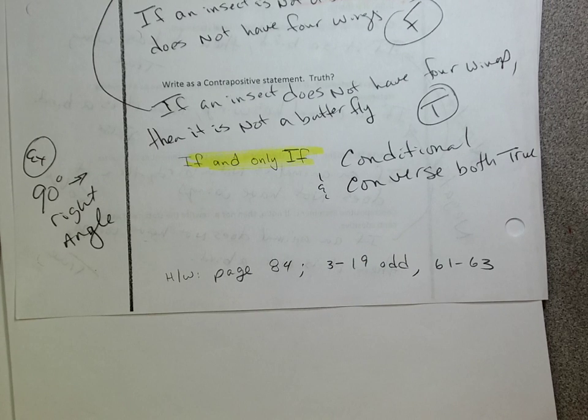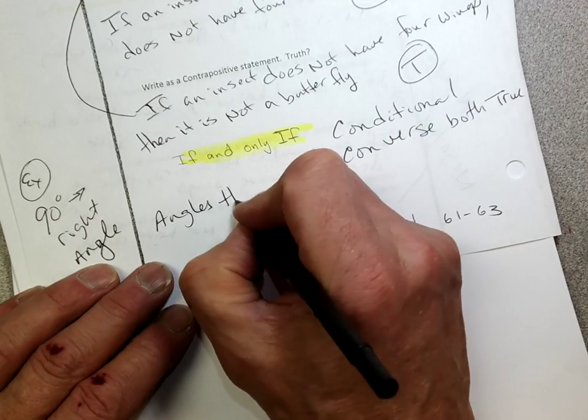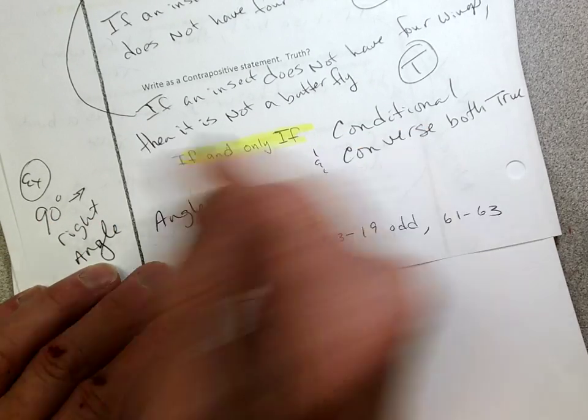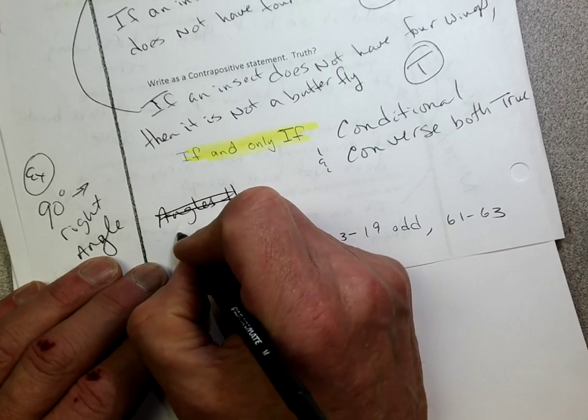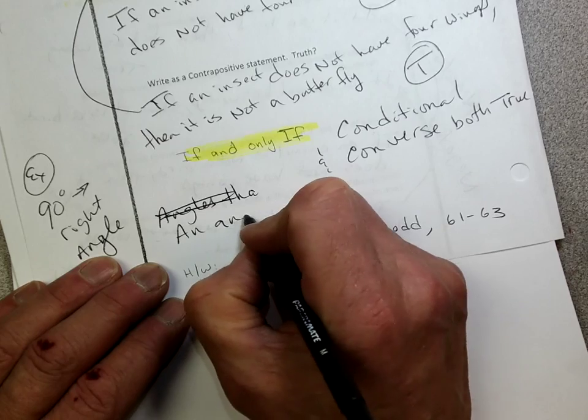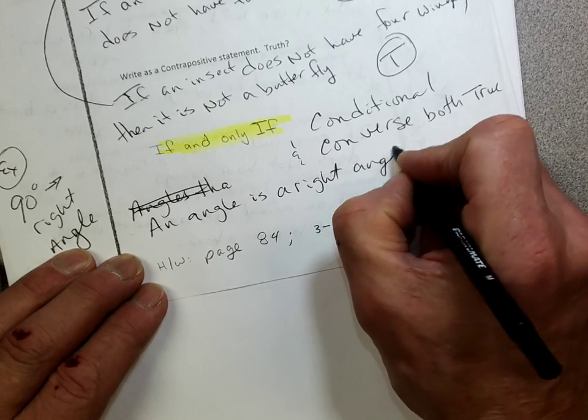So the if and only if goes in the middle, okay? So we can say it like this. Oh, how do I word this right? Let's take the right angle. Right angles, if and only if 90 degrees. I always have a hard time putting these together. An angle is a right angle if and only if it's 90 degrees. I like that, Kurt. Say it again. An angle is a right angle if and only if it's equal to 90 degrees.